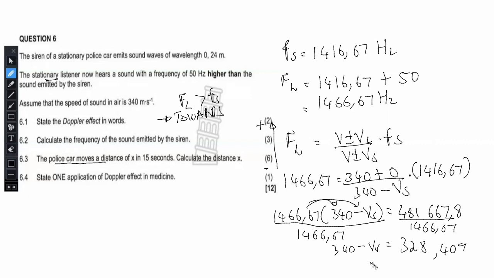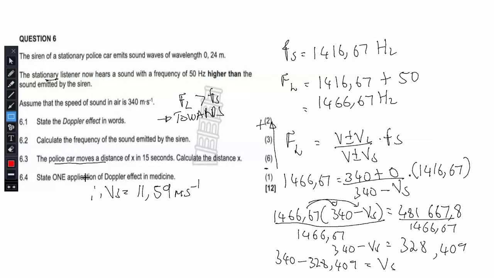So 328.409. And then now when I want to calculate my VS, I have to take this one over to that side. So this will be 340 minus 328.409 is equals to VS. Now, therefore, my VS will be what? This will give us 11.59, rounded off to 2 decimal places, meters per second, right?